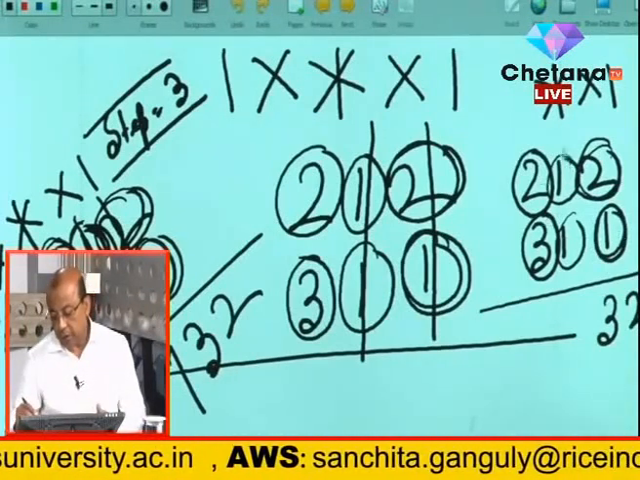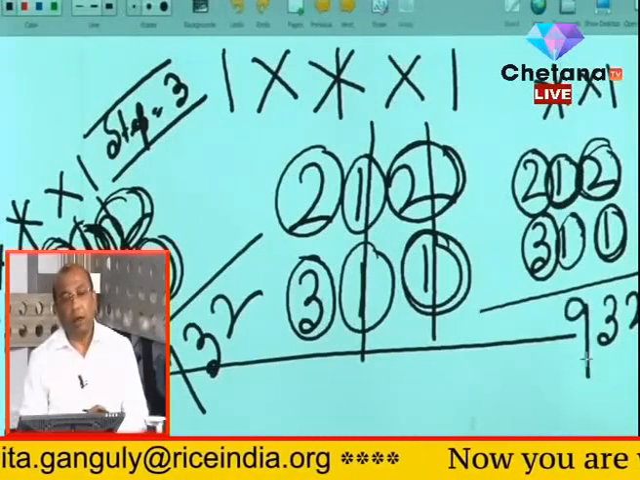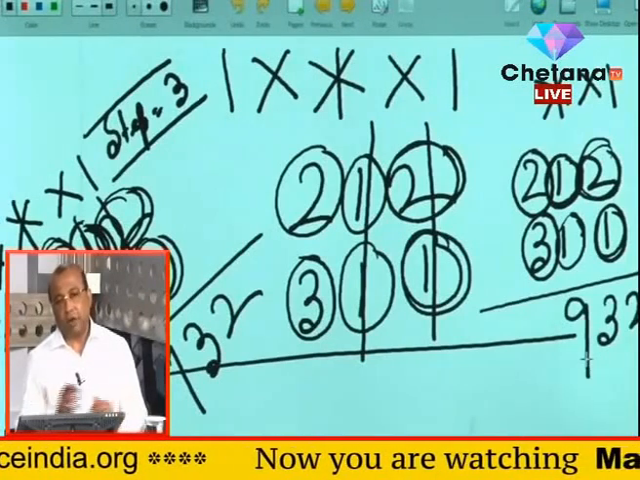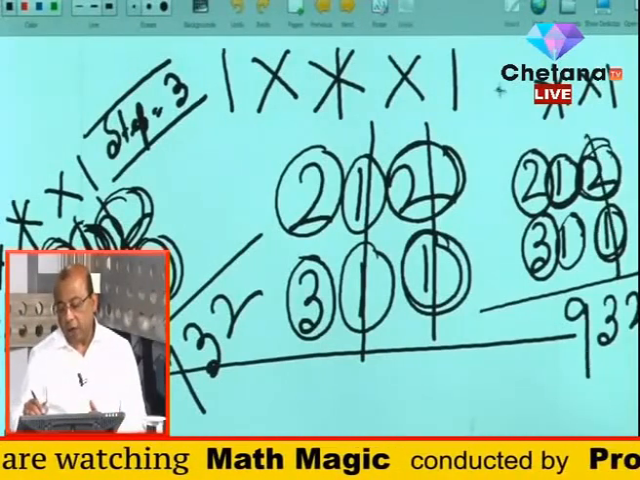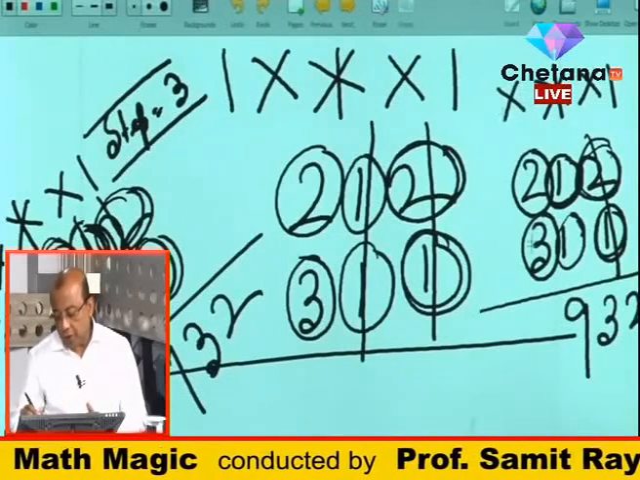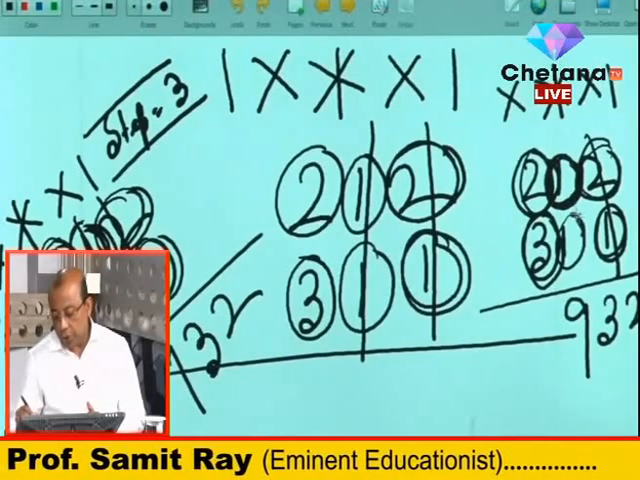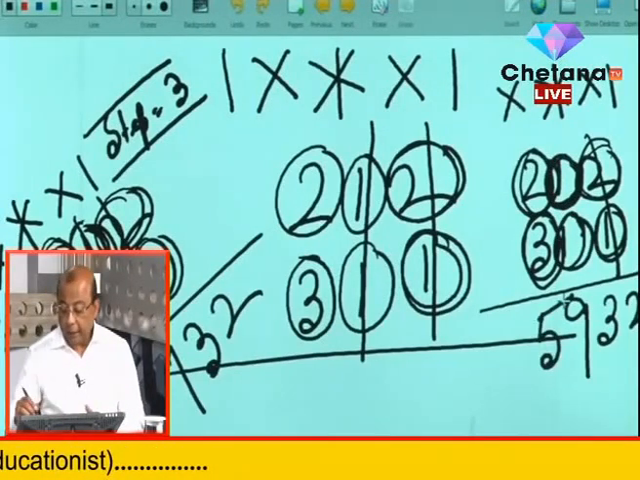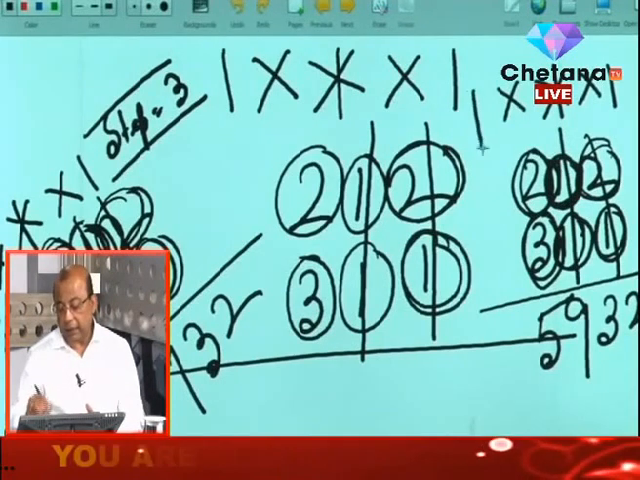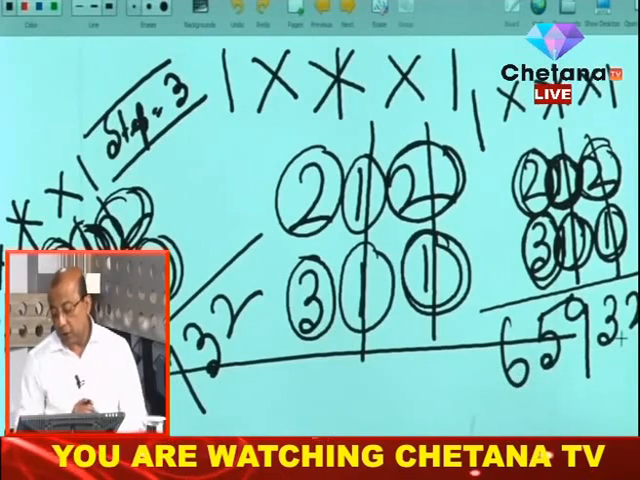Again straight. 1 into 1. That is 9. Clear? After considering the three columns, we will omit the first columns. Then again cross. 3 into 1, 3. 2 into 1, 2. That is 5. And then we'll consider the last column as a straight. 3 into 2, 6. Answer 65932.